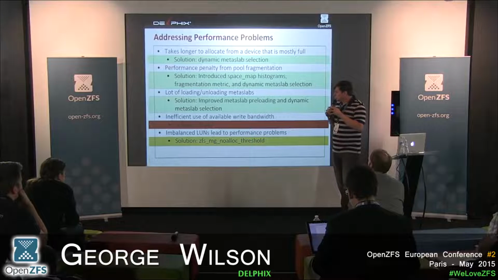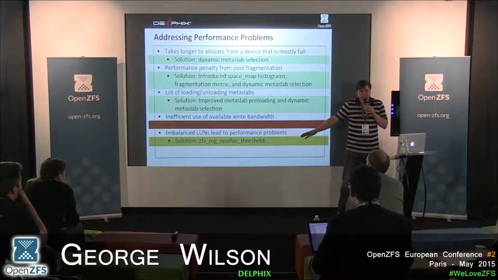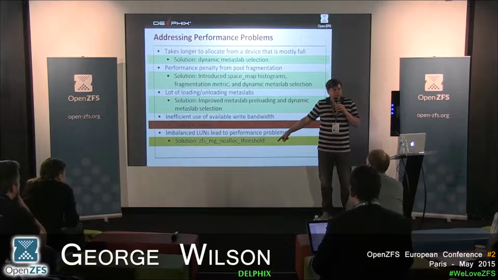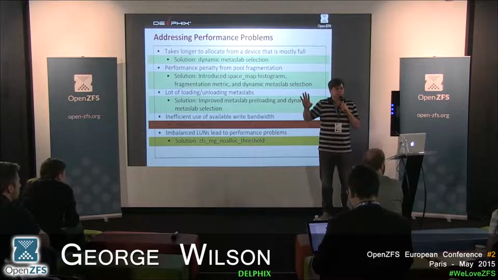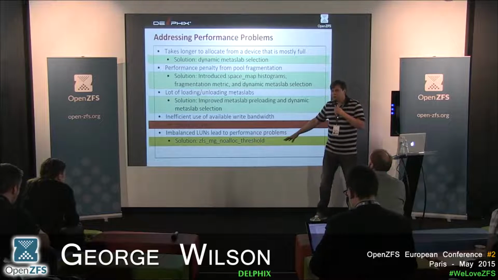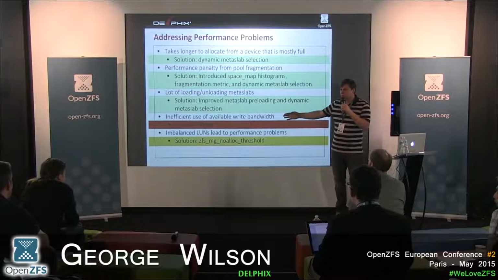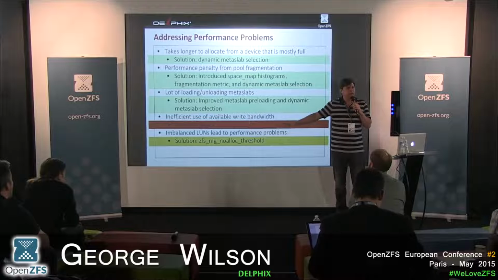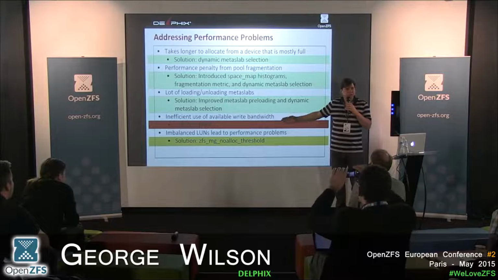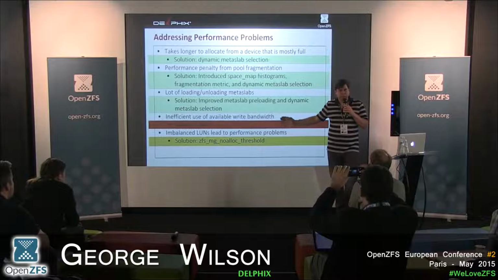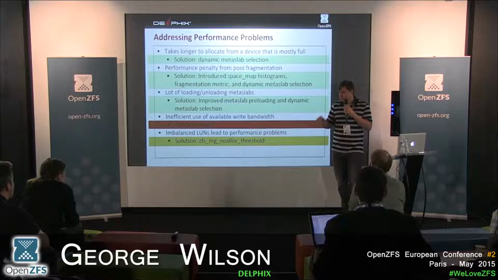However, there are two problems where we have a partial solution that's been around for some time. How many people are aware of ZFS MG no alloc threshold? Couple people. I'll talk a little bit about this and why it's just a partial solution. And then we have another problem that actually doesn't have a solution today. And that is, we just aren't very efficient when it comes to writing and getting full bandwidth when you have configurations such as what we just saw.